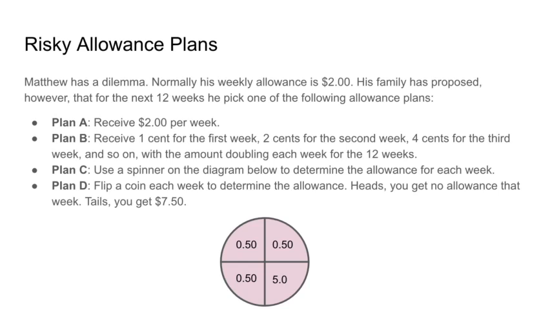Number three, or Plan C, is to use a spinner, which is sort of based on this one here, that will determine his allowance. So we've got 50 cents, 50 cents, 50 cents, or $5. And then the last one, Plan D, is to flip a coin to determine the allowance. So heads, he would get no allowance, and tails, he would get $7.50.